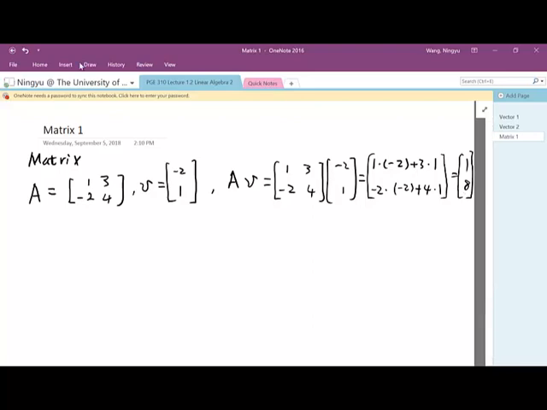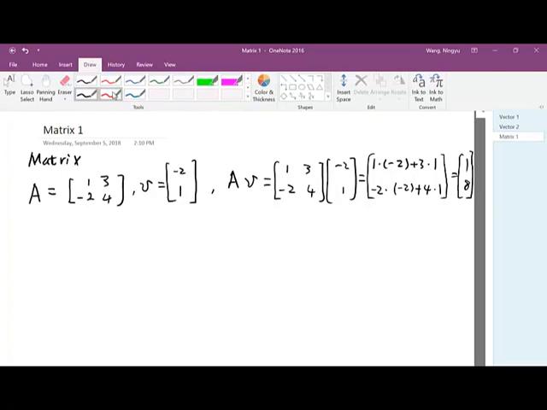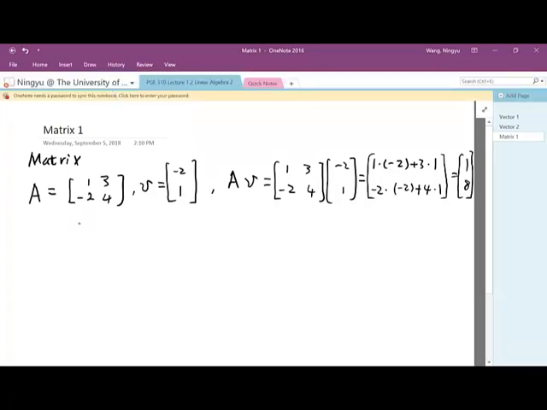Let's look at what has happened. Here A is a 2 by 2 matrix, and v is a 2 by 1 vector. The first number is the number of rows, and the second number marks the number of columns. Same here.